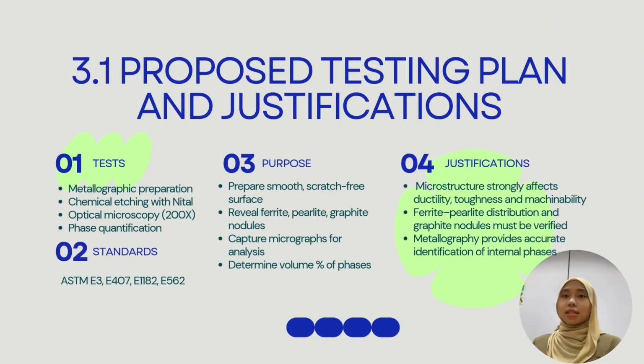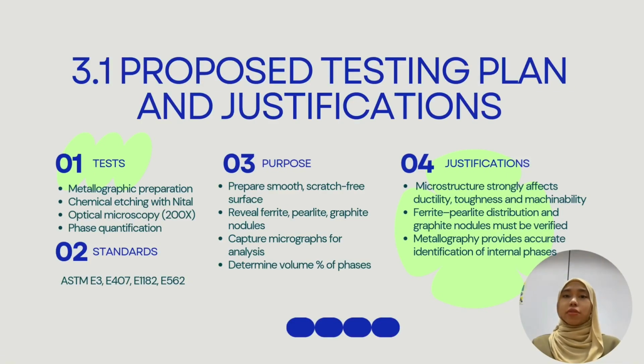The purpose of this test is to obtain a smooth and scratch-free specimen surface, reveal ferrite, pearlite, and graphite nodules using nital etchant, observe the microstructure at 200 times magnification, and finally determine the volume percentages of each phase. These tests are justified because ductile cast iron's mechanical properties are strongly controlled by its microstructure.